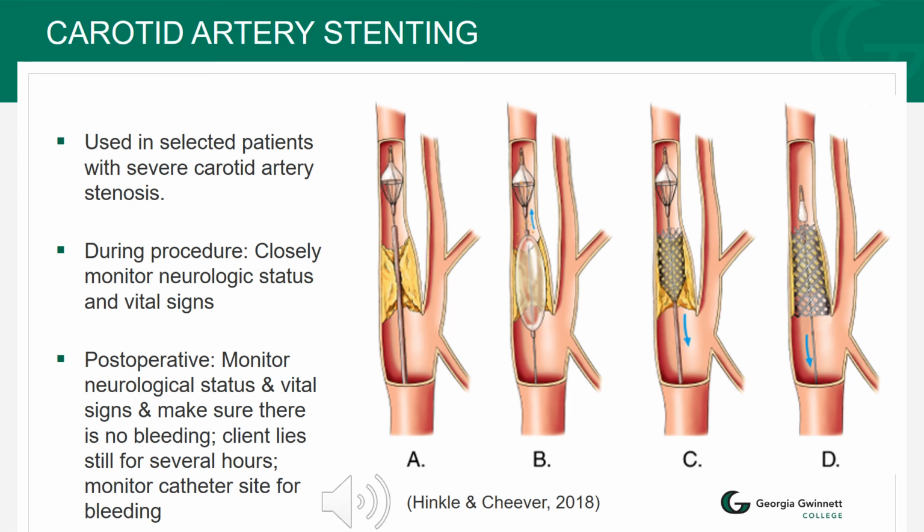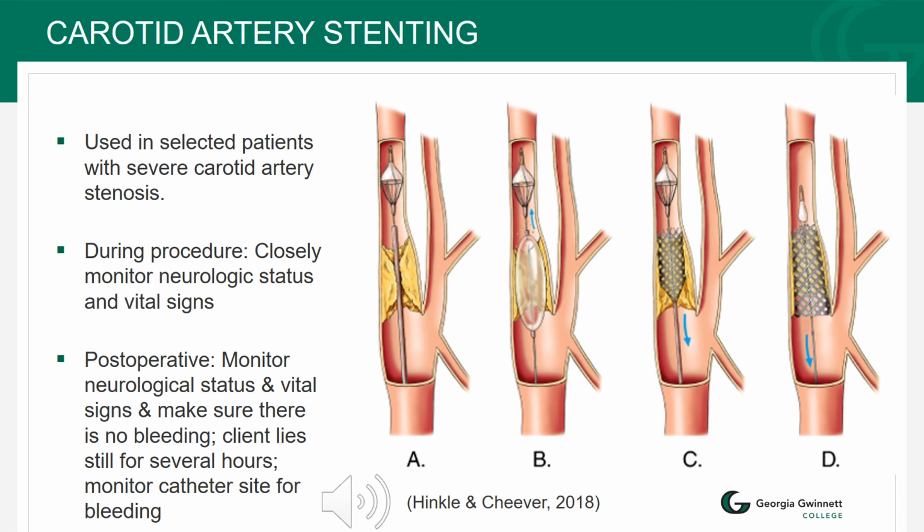So if you see diagram A here, you see that there's a wire with a basket on the top of it. They thread that wire across the plaque or that lesion. They call it a lesion. And that basket is in place so that if any pieces of the plaque break off during the procedure, it can be caught in that basket and it doesn't travel to the brain.